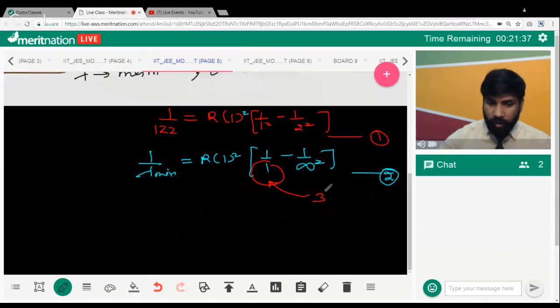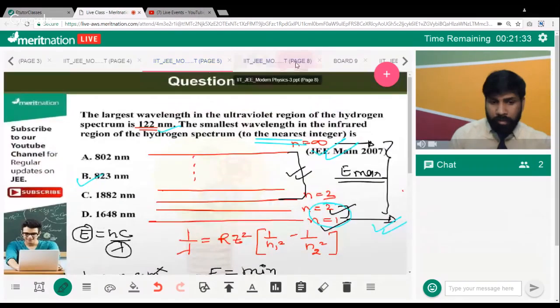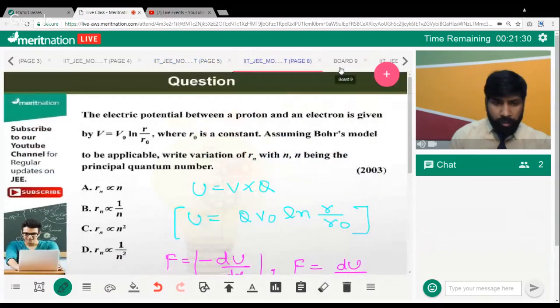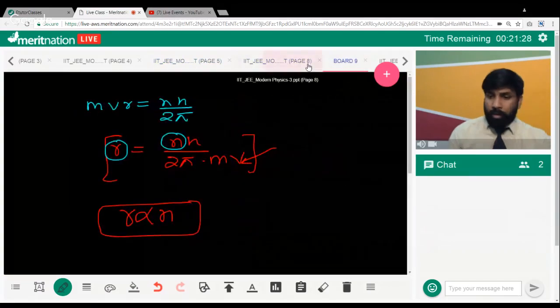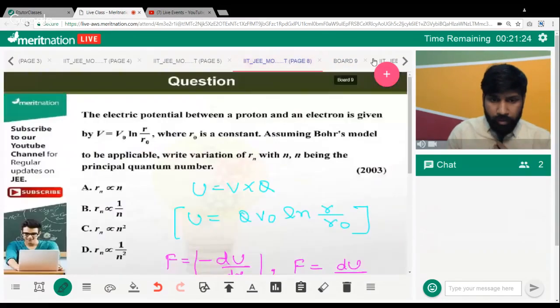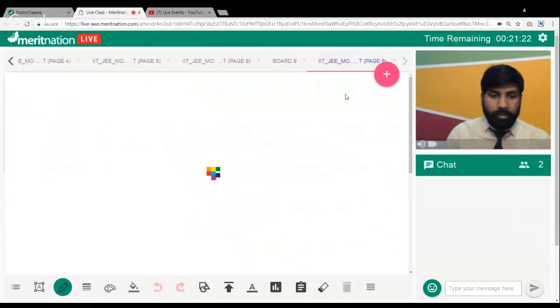Okay, 3 is square. So students, this is all about today's session. This was the third and last session of modern physics. See you in the next session.